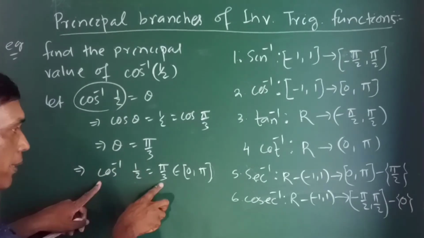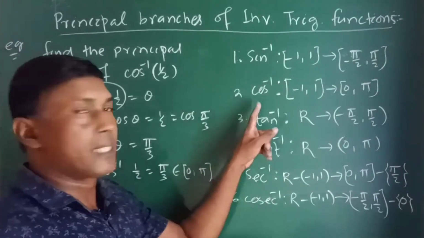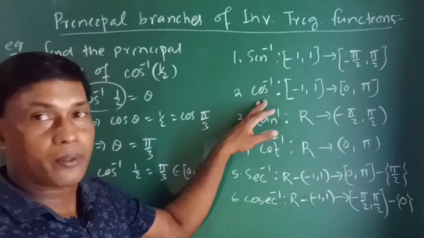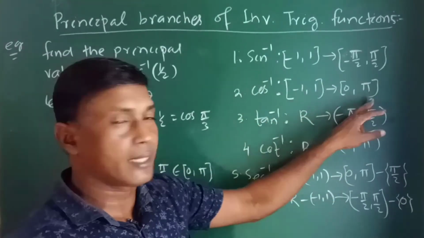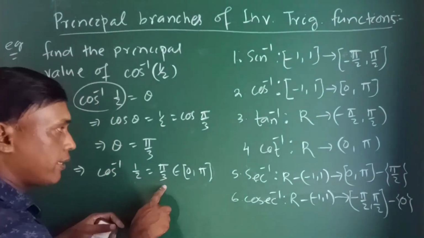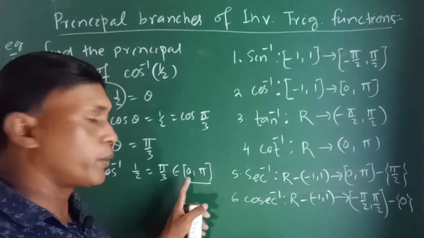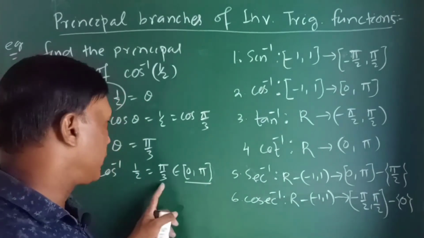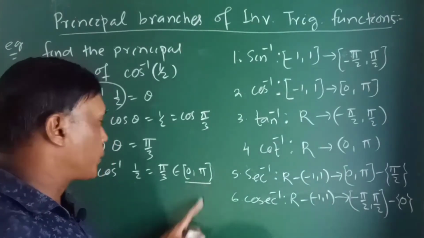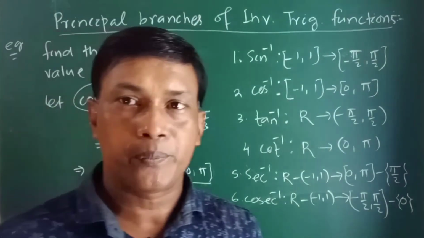But this pi by 3 belongs to the closed interval 0 to pi. Look here, the principal branch of cos inverse is 0 to pi. Any value of cos inverse which lies in this interval is known as a principal value. So here this pi by 3 also lies between 0 and pi. 60 lies between 0 and 180. So this lies in the principal branch, so this is the principal value of cos inverse 1 by 2.